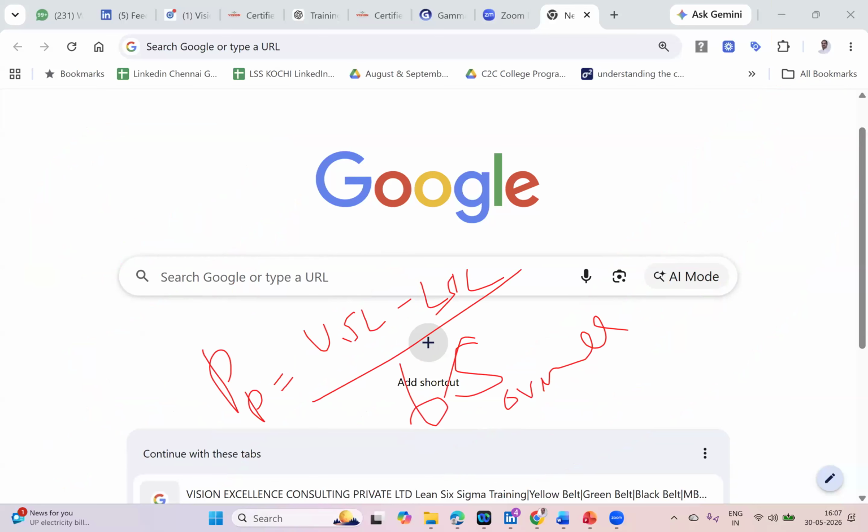Overall standard deviation. Do you understand, all of you? It must be overall. If you use within, you will get what? CP. If you use overall, you will get PP. Do you understand, all of you?